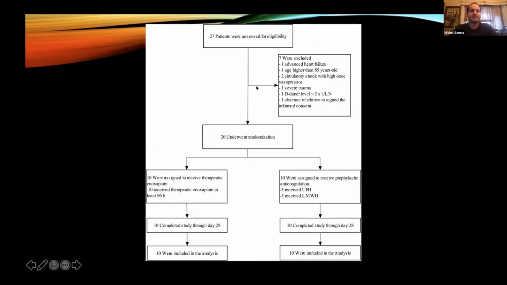So this is their overall breakdown in the end. They had 27 patients in total who were assessed for eligibility. 7 of them were excluded. And then when they did the randomization, there were 20 patients who were randomized, 10 to each group.